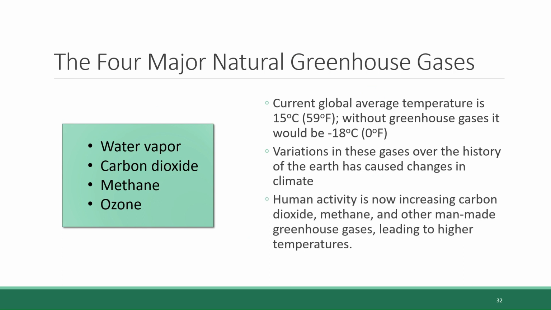A final note before we close out this section is that although these four gases are naturally occurring, human activities feed into the production of these gases, especially carbon dioxide and methane. And we're also generating other non naturally occurring greenhouse gases, which is leading to an enhanced greenhouse effect and higher average temperatures across the globe. We'll talk more about those patterns later in this chapter.